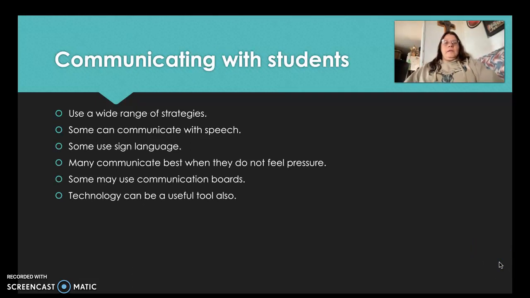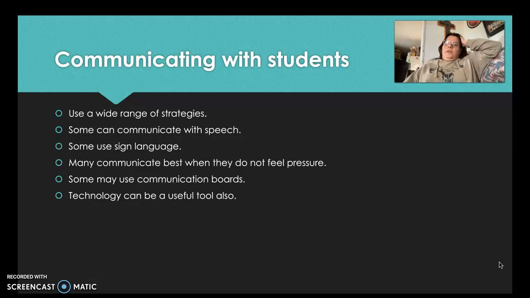Communicating with students with autism spectrum disorder, there's a wide range of strategies. Some communicate with speech, so we can talk to them. Don't make them feel like they're pressured to talk. If they use sign language, learn how to use sign language for their needs. Don't make them feel pressure when you're trying to communicate with your students with autism.